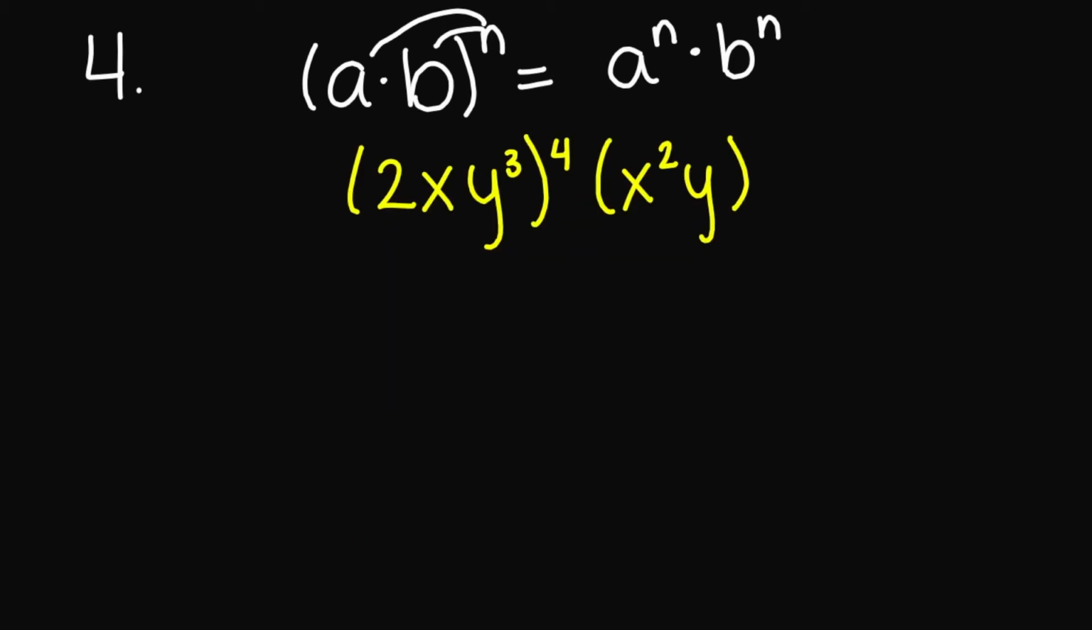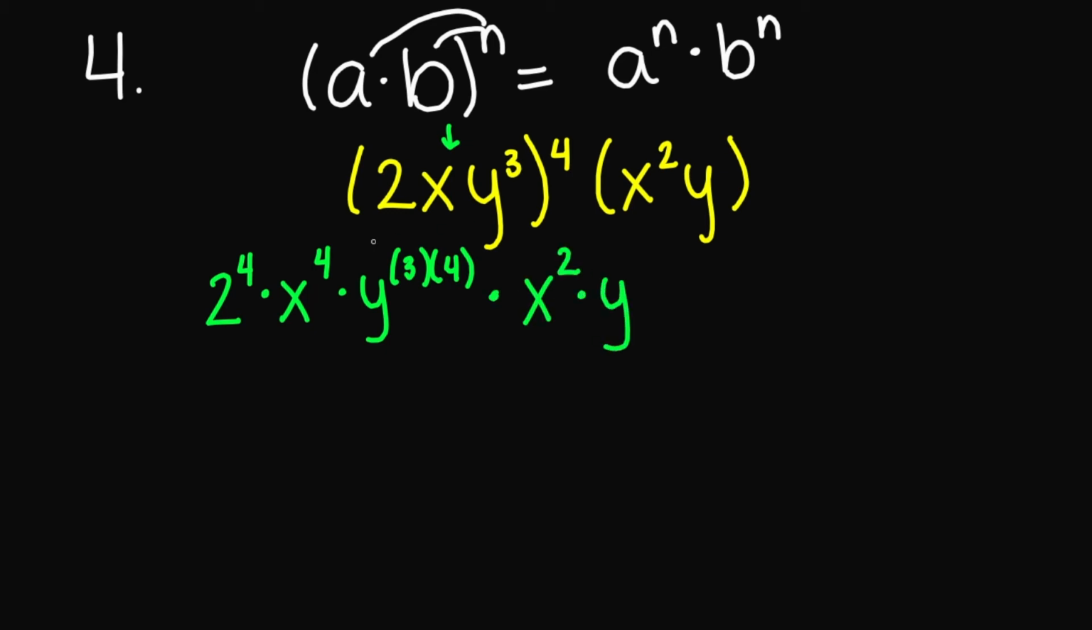Okay, let's try this example here. Notice we do have 2 expressions, but first we're going to start with this expression here. First we're going to get 2 to the 4th power times x to the 4th power times y to the 3rd, all raised to the 4th. This expression here, we have x squared times y as well. All right, so first thing I can do, I can simplify this 2 to the 4th power, and that's going to give me 16. That's 2 times 2 times 2 times 2.